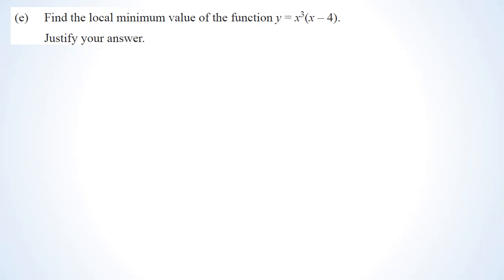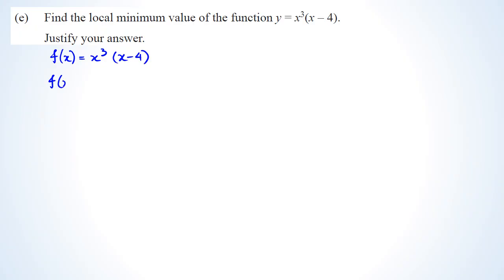Right, so with question 1E, it says find the local minimum value of the function, this particular function, justify your answer. So the first thing you've got to do is, obviously you've got to expand this equation, differentiate it, equal to 0, find the points, and then figure out which one's maximum and minimum. So the first thing I'm going to do is I'm going to write this as f of x equals x cubed multiplied by x minus 4.